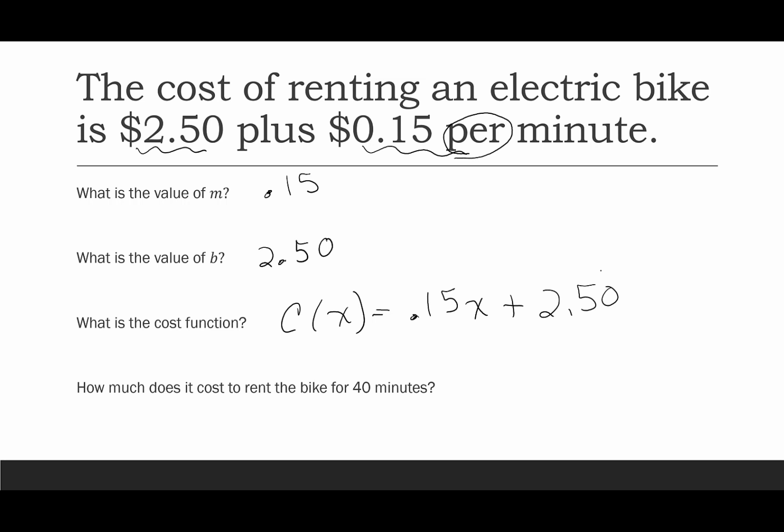Let's use that. How much does it cost to rent the bike for 40 minutes? So this is c of 40. We're going to pay 0.15 times 40 plus 2.50. So this gives me altogether 0.15 times 40 plus 2.50, $8.50. So we can have this fun little ride on the electric bike, and it only costs us $8.50.